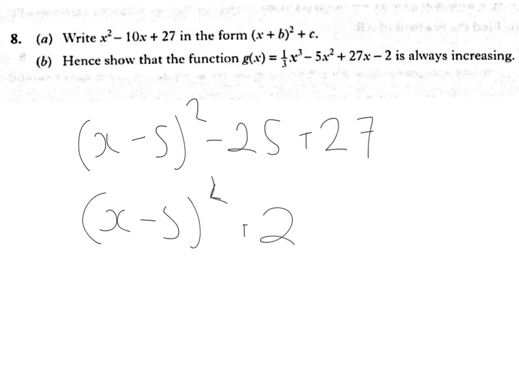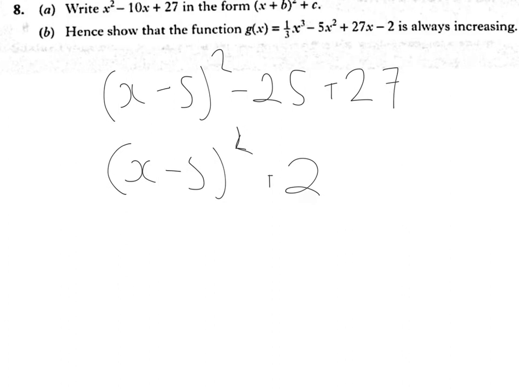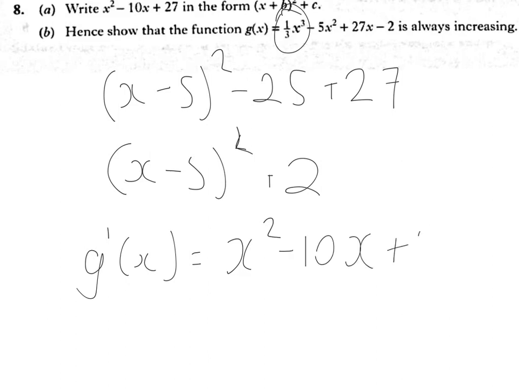Part B then says, hence show that the function g of x equals 1/3 x cubed minus 5x squared plus 27x minus 2 is always increasing. Right, hence means it's going to be somehow related to part A. Increasing is asking me to look at the gradient of the function, so it's telling me to differentiate. So that's g dashed x equals, so 1/3 x cubed, bring the power down, multiply, so 3 times 1/3 is 1, take 1 off the power, and that's x squared. Minus 5x squared becomes minus 10x, and plus 27x becomes 27. The constant minus 2 disappears.